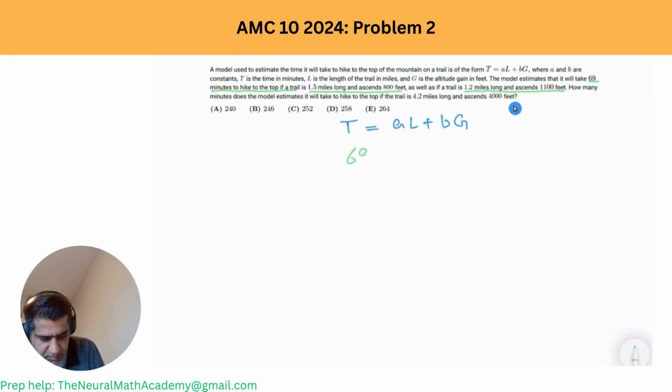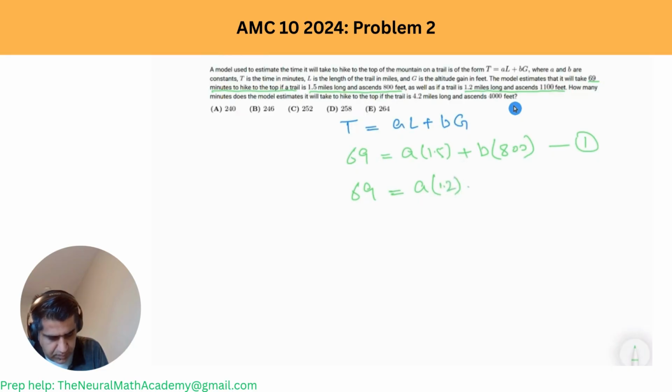So I would have then 69 is equal to A times 1.5 plus B times 800. So this is equation 1. Similarly, I can write the second equation, that is A multiplied with 1.2 plus B times 1100, and this is equation 2.